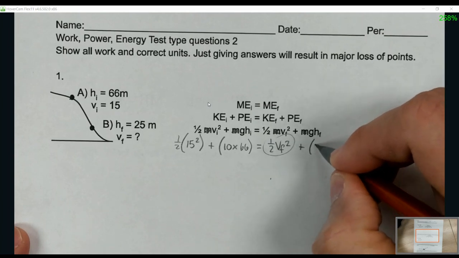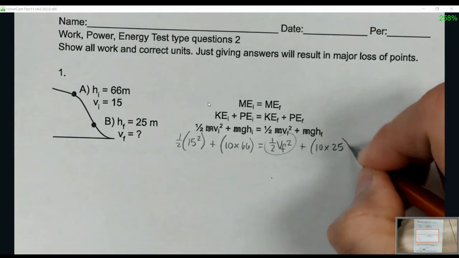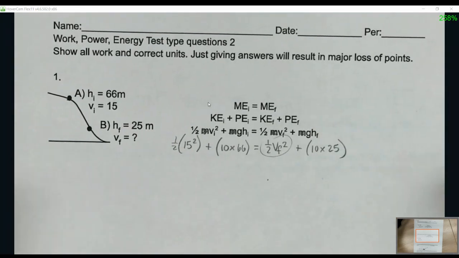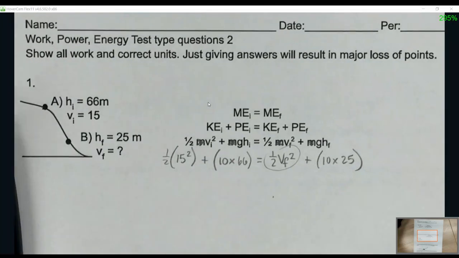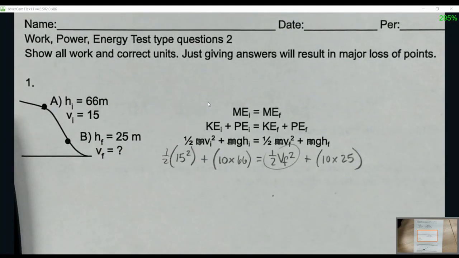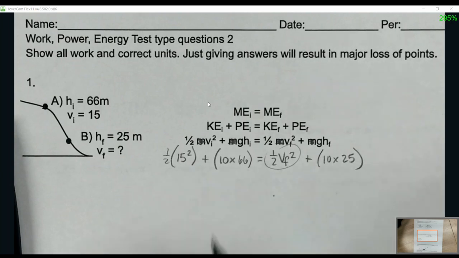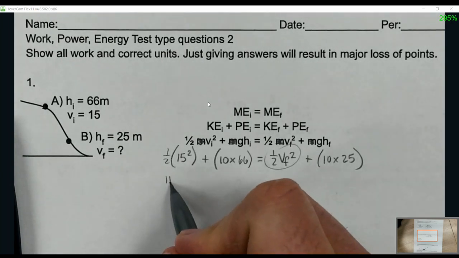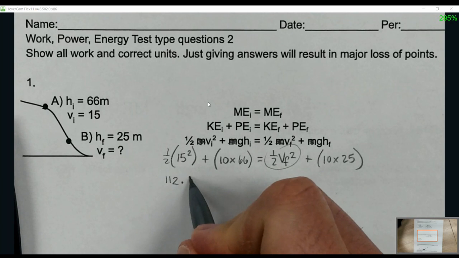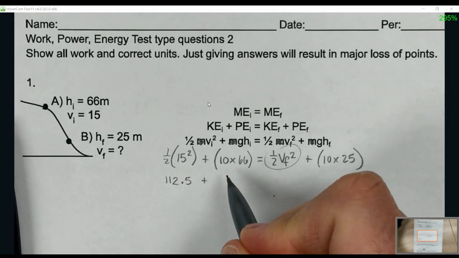Gravity times the final height. So 10 times 25. And then you're going to put everything into your calculator. 1/2 of 15 squared. Remember, because the mass is not there, this is why it's working like that. This comes out to be 112.5 plus 66 times 10.